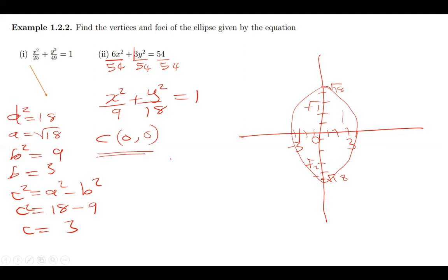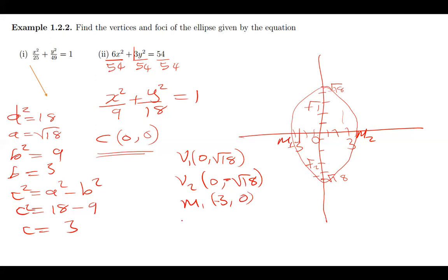Yeah. So in case they want you to show the coordinates, our V1 will just be 0, √18, which is this point here. And then our V2 will be 0, -√18. And then our M1, which is our minor axis, we can call this M1, then we'll call this M2. So our M1 will be, sorry, this will be negative 3, 0. Then our M2 will be 3, 0.